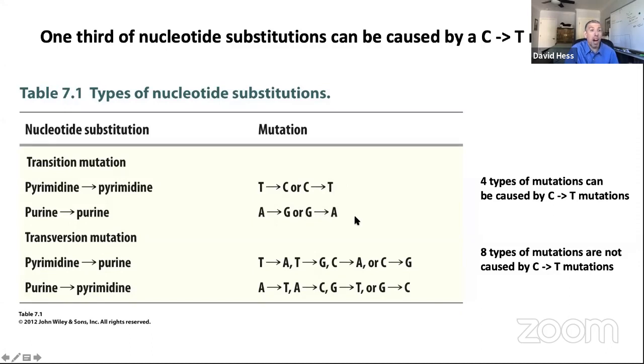So if on the bottom strand, a C mutated to a T, on the strand that we're reading, the top strand, that would create a G to an A change. So you can see there how a G to A change could actually be explained by a C to a T change on the bottom.